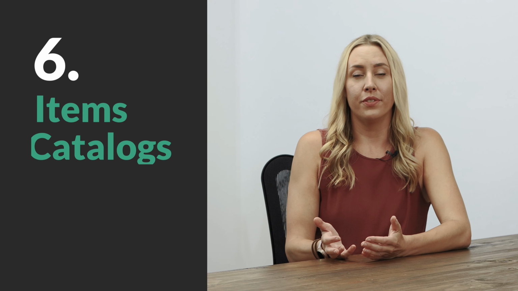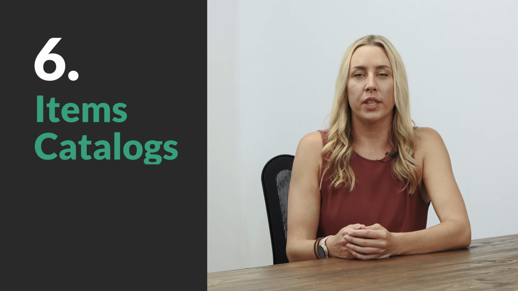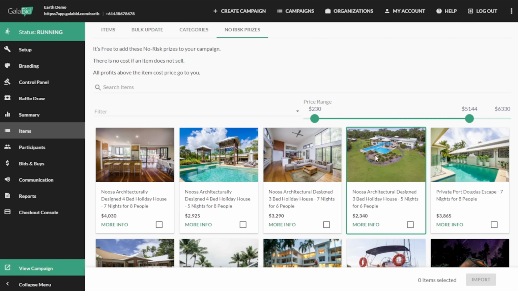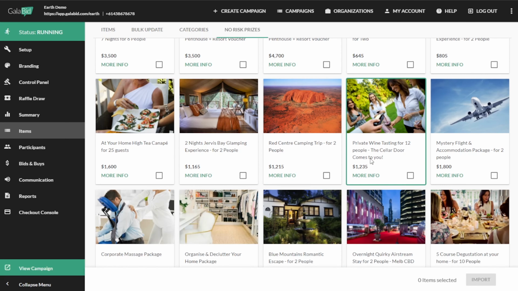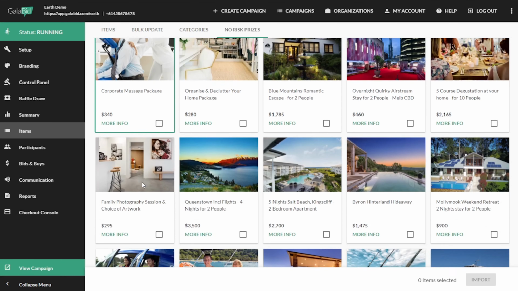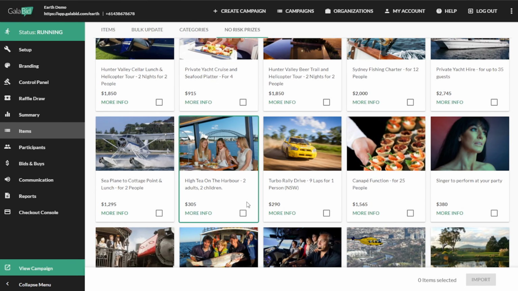One of the hardest parts of hosting a fundraising campaign can be sourcing high-quality auction items. This can be extremely time-consuming, so it's definitely a bonus if your provider can supply you with the auction items. Look for a solution that offers a great range of items at varying price points, backed by a bookings team that will take care of your winners.